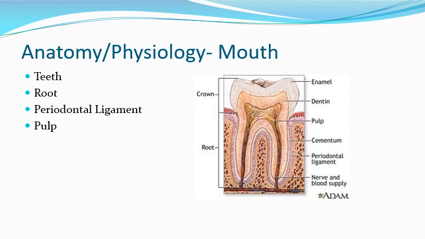And then you have what's called the pulp cavity. That's where a lot of the nerves and the blood vessels are. You can see anatomically where they go into the tooth.